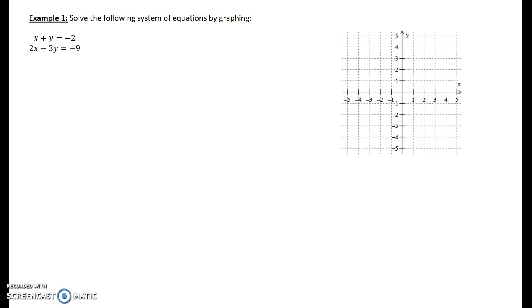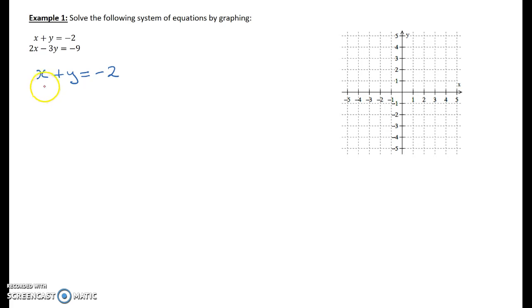Okay, so we're going to solve this system of two equations by graphing. And we begin with one of the equations. We can start with either one, but it makes sense to start with the top one. And what we need to do first is to get the equation into slope-intercept form. Okay, so we want this in slope-intercept form, which means get y on its own.